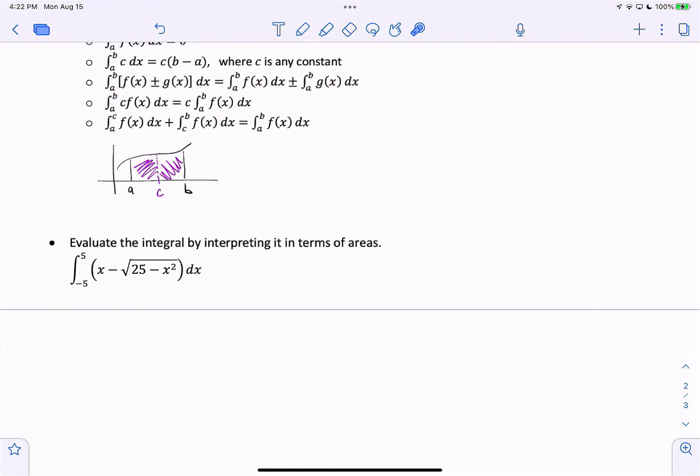And here we're presented with: evaluate an integral by interpreting it in terms of areas.